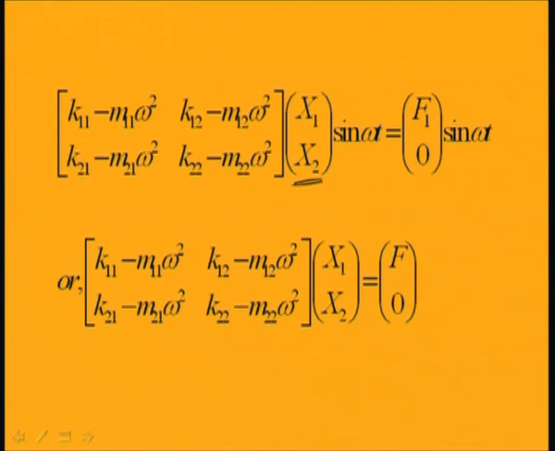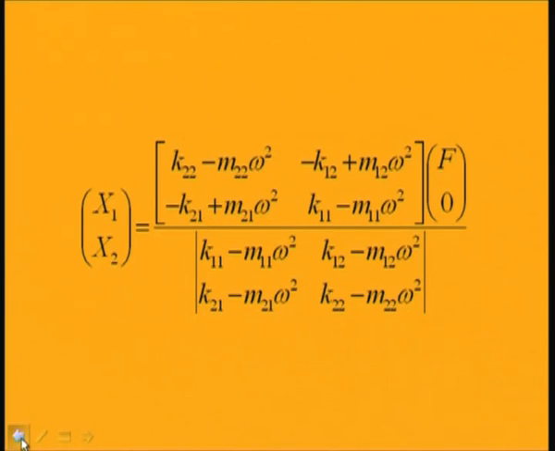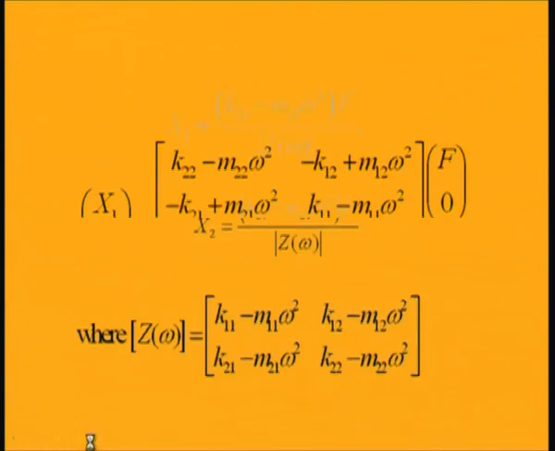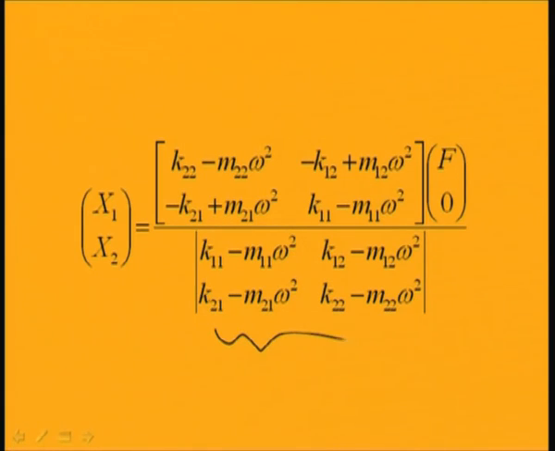To find the solution, I can also use the inverse method. If I write this as matrix A, then X1 X2 becomes A inverse F. The inverse equals the adjoint of A divided by the determinant of A. The adjoint matrix can be written in this form: K22 minus M22 omega square, minus K12 plus M12 omega square, minus K21 plus M21 omega square, K11 minus M11 omega square, divided by the determinant of matrix A, times F0. This can be simplified to this form. One can write X1 equal to K22 minus M22 omega square into F0 divided by Z omega. I have written this as Z omega, which is a function of omega.